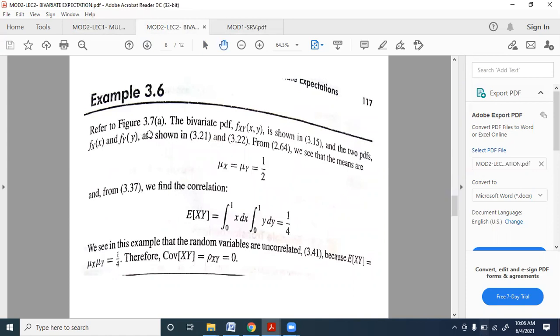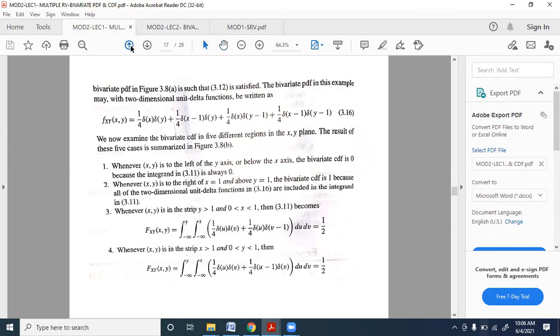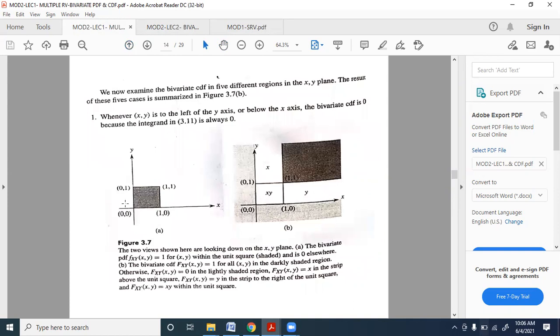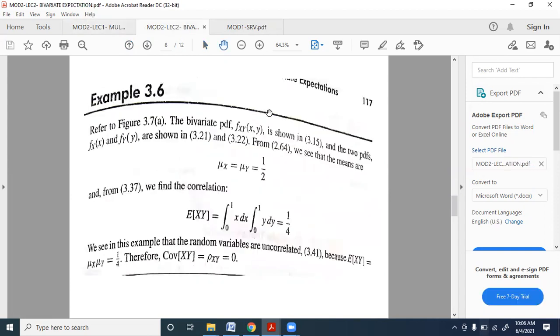So let us take the figure 3.7a. This one you can see over here. In the x direction, it is from 0 to 1. In the y direction, it is from 0 to 1. So the mean will be half here, and the mean will be half here, since the average of 0 and 1 will be half. So therefore, we will have the corresponding quantity over there.